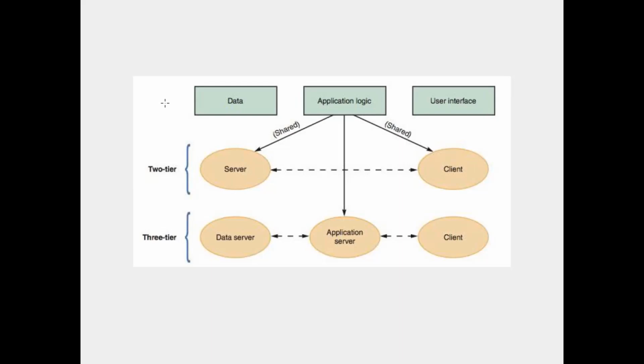Next, if you look at the 3-tier architectures, we have three parts. So you have a separate server dedicated to application logic. This is called the application server. So usually we have a data server for handling the data, an application server for applications, and then we have a client on the client side.